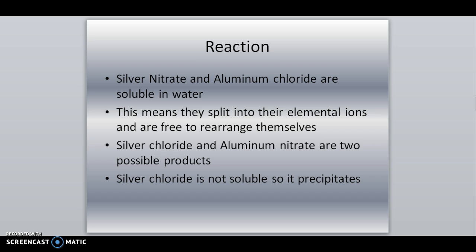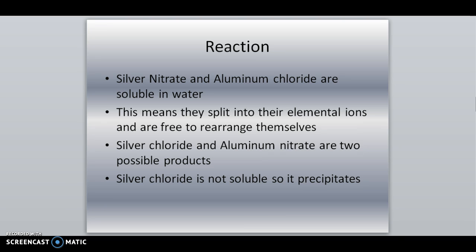The reaction is that aluminum chloride and silver nitrate are both soluble in water. Basically, this means that they're going to split up into all of their ions that we saw before, into all of the individual elements when they are mixed in water, which the sink has a lot of. And when they do this, they're free to recombine with each other and kind of cross-pollinate or like mix up those ions, and they form two new possible products called silver chloride and aluminum nitrate.